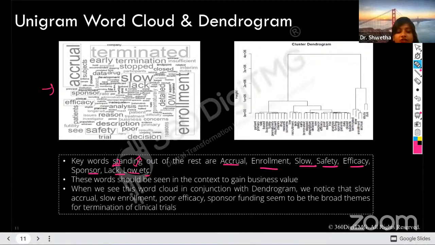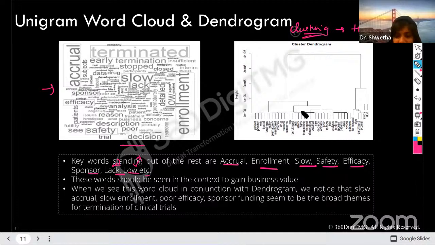Now, we can also see this word cloud in conjunction with the dendrogram. Dendrograms will be created in clustering. We saw k-means clustering yesterday, but there is another type of clustering called hierarchical clustering. Even on this clustering, you can build dendrograms. This will show the arrangement of the hierarchy and give the importance of each variable.